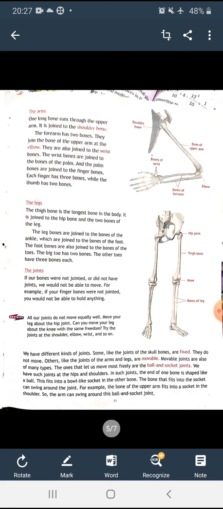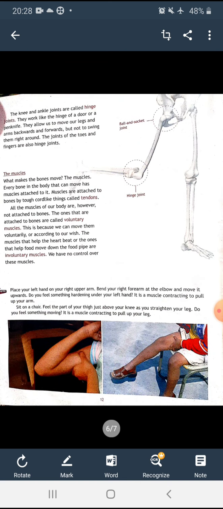The bone that fits into the socket can swing around the joint. For example, the bone of the upper arm fits into a socket in the shoulder. So the arm can swing around this ball and socket joint. So, first I have explained what a ball and socket joint is.